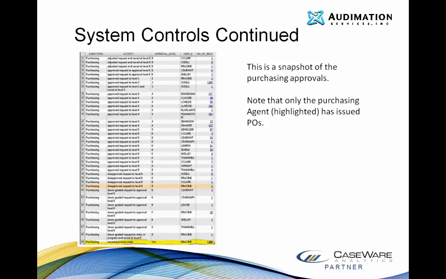This is a snapshot of the purchasing approvals, and you can see it's kind of important to know what all the different approval levels mean. In this case, the higher up approvals are the basic entry levels, but the key is the very bottom one, which is highlighted, which is issued PO. And there was only one person who did that. So we know that only the purchasing agent actually was issuing POs. So that was part of phase one of our data analysis test.